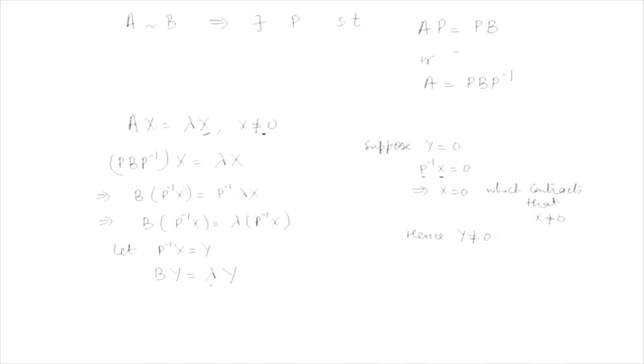Now, if they have the same eigenvalues, this clearly shows that the characteristic polynomials of similar matrices are the same, since the roots are the same. If the roots are the same, eigenvalues are the same, that means the characteristic polynomials of matrices A and B, which are similar to each other, are also the same. Okay. Now, since they have the same eigenvalues, that means the traces of the two matrices are also the same.